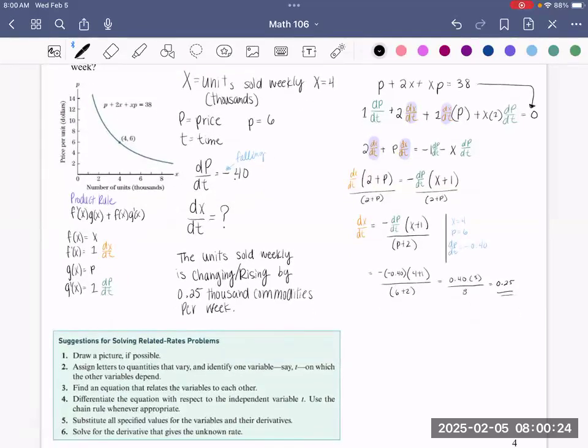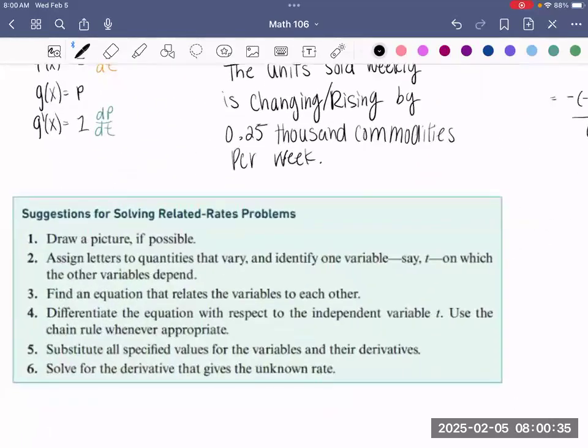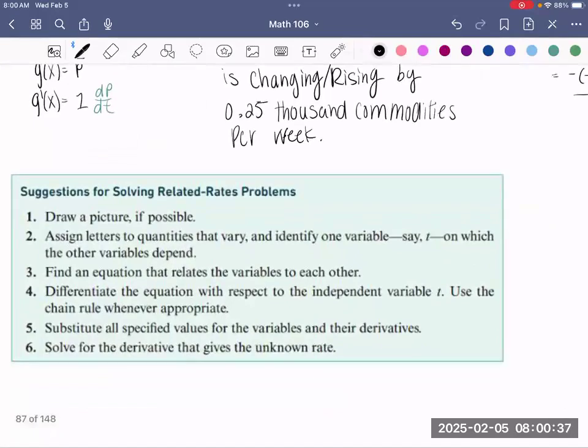Our next video, we'll just go over a few more related rates cases that might come up for your homework. So if you need it, please go to our next video. But here are suggestions for solving related rates problems: first, draw a picture if possible. Ours doesn't really have much context for a picture here, but in the future, perhaps in the ones that we'll see in our next video, you might need to draw a picture.